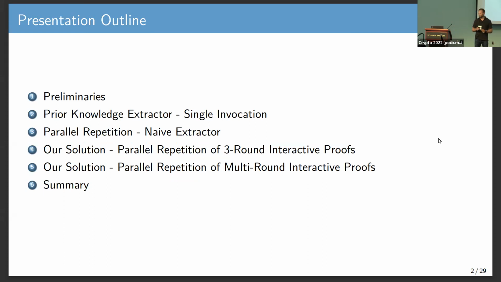of our result. Then I will explain what goes wrong when we try to generalize this approach to the parallel repetition of these kind of interactive proofs. And then I will present our solution for these issues. First, working on the 3-round case, and then generalizing further to multi-round interactive proofs.